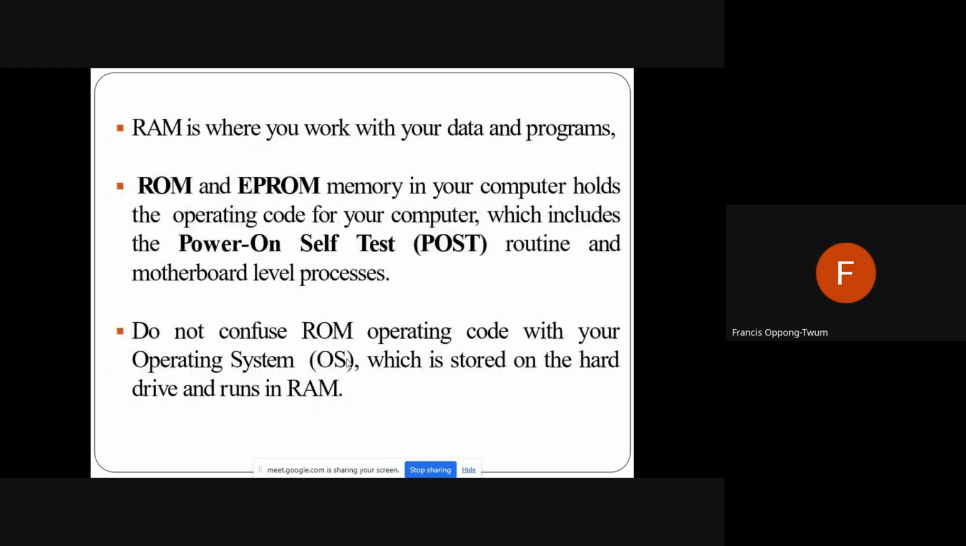So that is that for you. The RAM is where you work with your data and programs and so on and so forth. Then when we talk of the ROM and the EEPROM memory in your computer, they also hold what we call the operating code for your computer. And this operating code also includes what we call the power on self-test, in short, the POST routine, a motherboard level process.